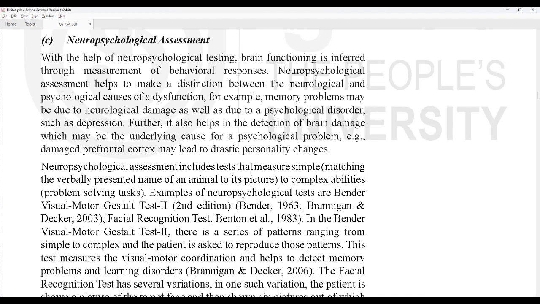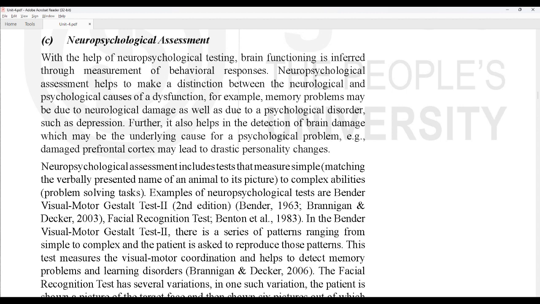C. Neuropsychological assessment. With the help of neuropsychological testing, brain functioning is inferred through measurement of behavioral responses. Neuropsychological assessment helps to make a distinction between the neurological and psychological causes of a dysfunction. For example, memory problems may be due to neurological damage as well as due to a psychological disorder, such as depression. Further, it also helps in the detection of brain damage which may be the underlying cause for a psychological problem. For example, damaged prefrontal cortex may lead to drastic personality changes.